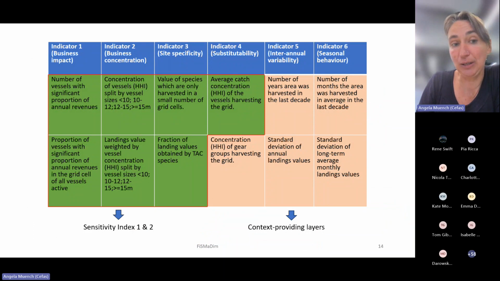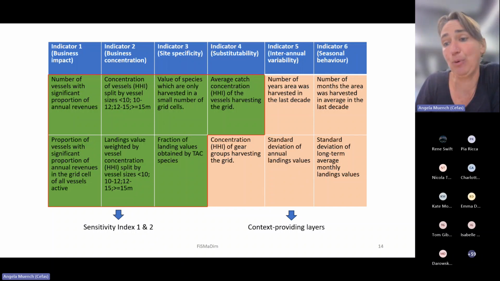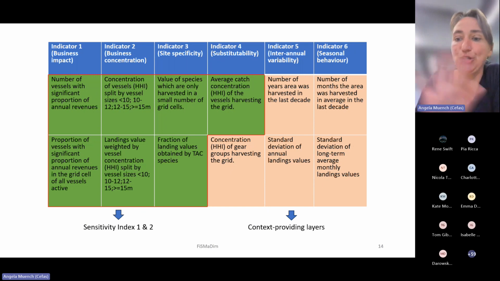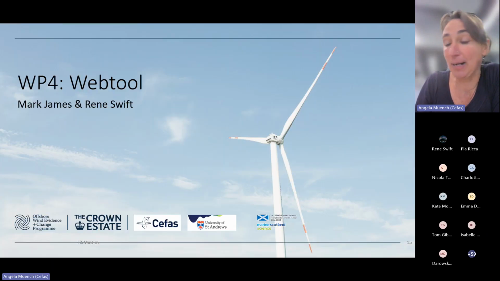And just so that you know which indicators were used: all the business specific or vessel specific indicators were put together in sensitivity index 1 and 2, and the more temporal or general context providing indicators are standalone indicators and are also in the web tour. And I think that's from my side. I will now hand over to Renee, who will show you the web tour, on which we would like your opinion and your feedback.